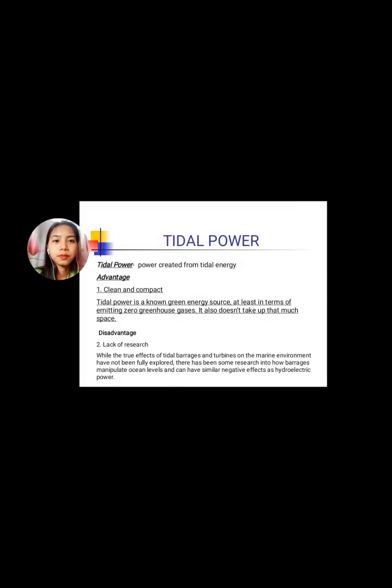Tidal power is created from tidal energy. Tidal energy is a form of power produced by the natural rise and fall of tides caused by the gravitational interaction between Earth, Sun, and Moon. Tidal currents with sufficient energy for harvesting occur when water passes through a constriction, causing the water to move faster.